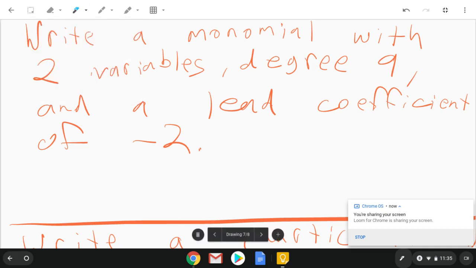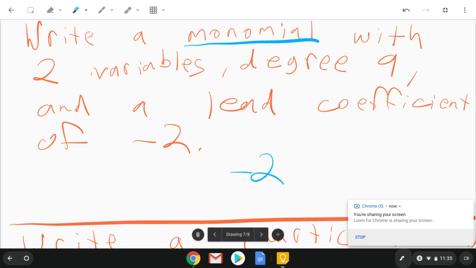we want to write a monomial with two variables that is a degree 9 and has a lead coefficient of -2. All right, so a monomial just means that there's going to be one term, and a lead coefficient means that, well, if it has one term and it has a leading coefficient of -2, I know that it's going to start with -2.